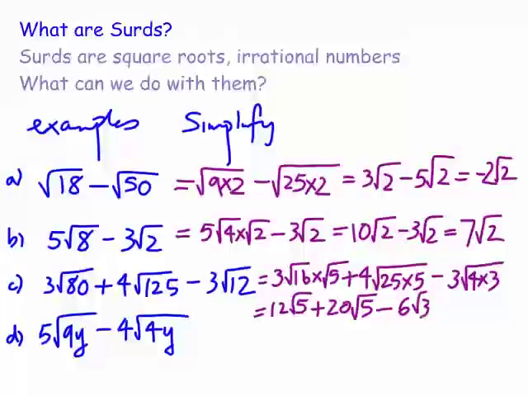Now, you can see here we've got unlike surds, but some of them are like, so we can actually add them together. What's that, 32 root 5 minus 6 root 3.